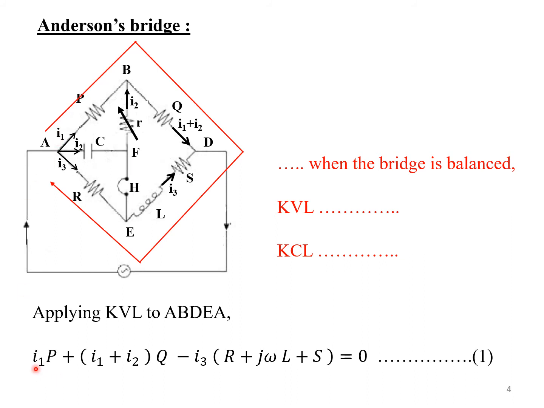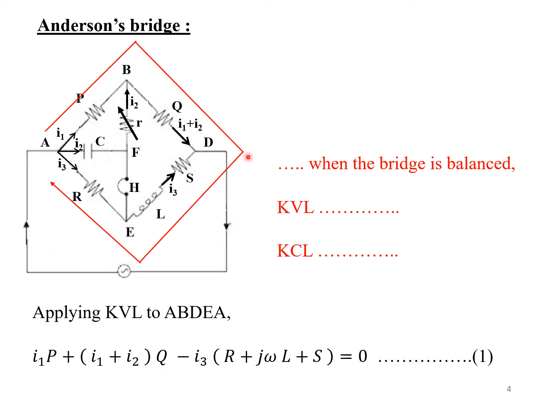Therefore, current is taken as I1 only, multiplied by the resistance, namely P. Then we have to move from B to D. The current is I1 plus I2. It is the same as the direction of traverse, so this is also plus, and this is Q. So I1 plus I2 into Q.